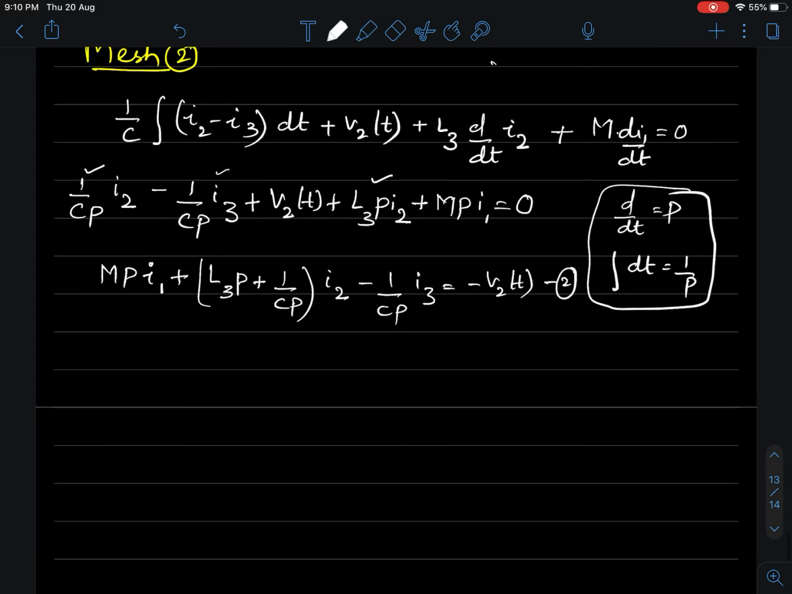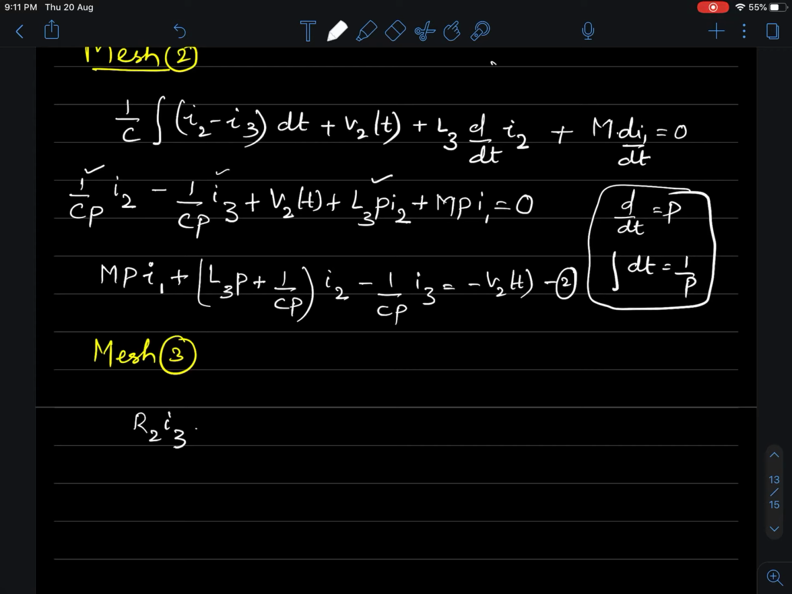Now we will look at mesh 3. We will write the equation for mesh 3. How do we write the mesh 3 equation? We will again start from the top left corner. So I go via R2. R2 will develop a potential difference of R2 into I3, because the current is I3. This is R2 into I3.